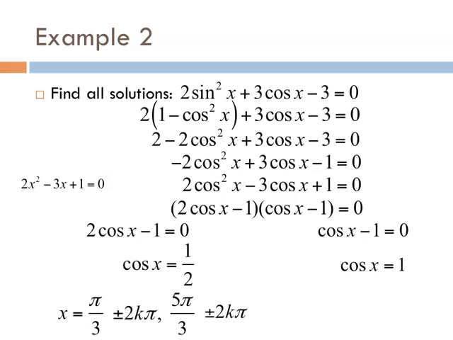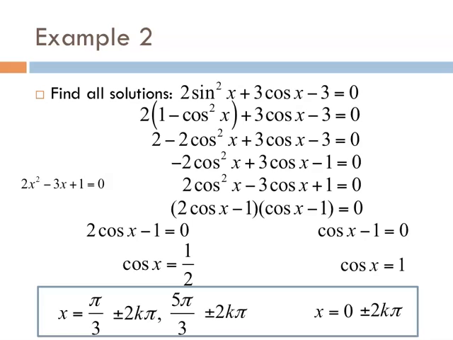And for the second part, cosine of x equals 1, think back to your unit circle. Cosine, remember, corresponds to the x-coordinate of the unit circle. So you think about where on the unit circle the x-coordinate is equal to 1, and that would be on the right side of the unit circle, where the angle is equal to 0. So x equals 0 plus or minus 2k pi.